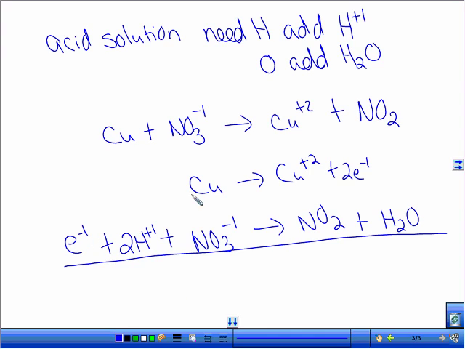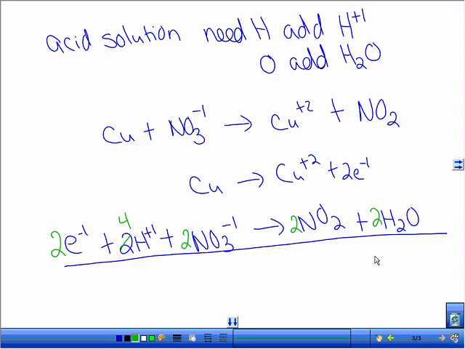Okay, so now I'm ready to combine them. You can check to make sure that equals, and it does. You got a -2 and a +2 equaling 0, and this side 0. So now I need to make sure that these electrons are the same. Are they? No. And so I need to multiply the bottom by 2. Here I'm going to change colors just so you can see. I'm going to make that a 2. That's going to change this to a 4. This is going to go to a 2, this is going to go to a 2, and this is going to go to a 2.